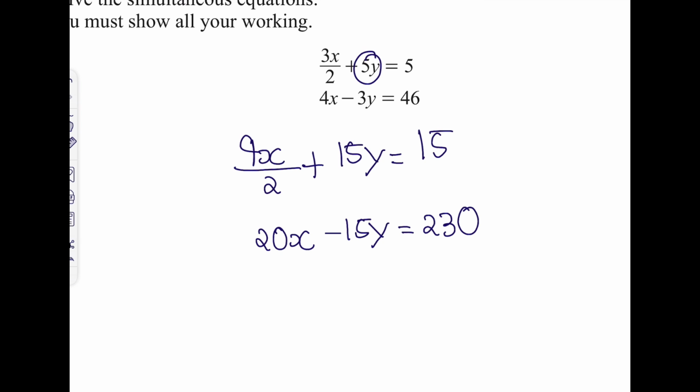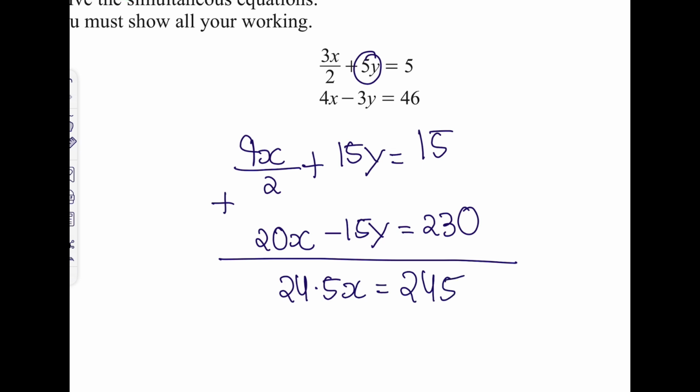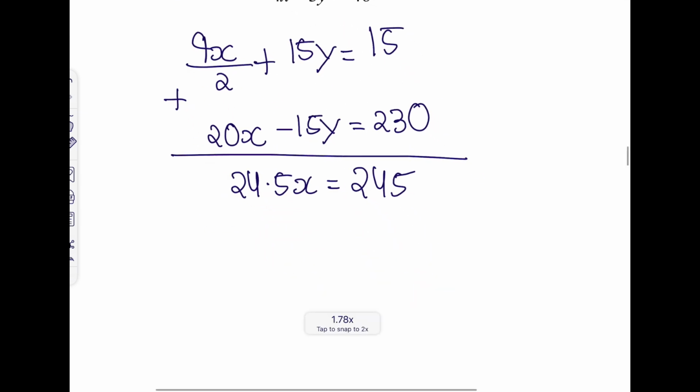Now, basically, if I do 15 minus 15, that would be 30. But if I do 15 plus minus 15, that would be 0. So I will just need to add both of them. When you add 20 plus 9 over 2, that would be 49 over 2, which is basically the same as writing 24.5x, the same as 245. So the value of x will be 245 divided by 24.5. That's giving me 10. So x is 10.